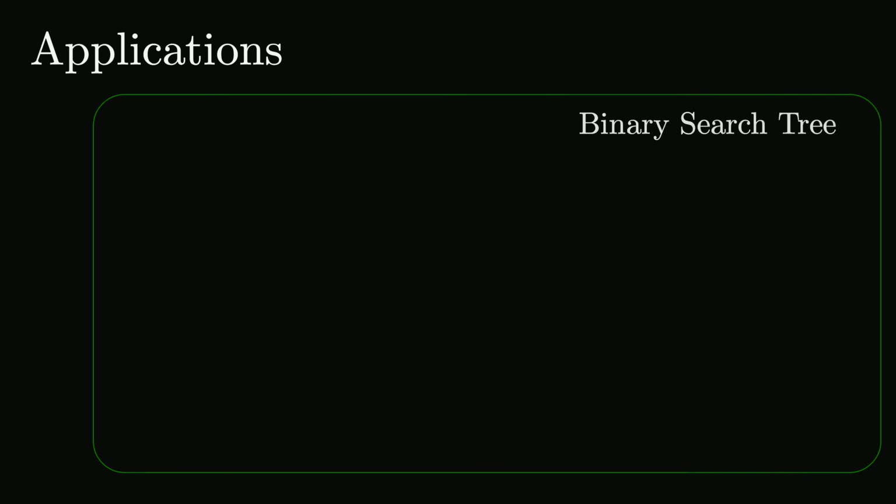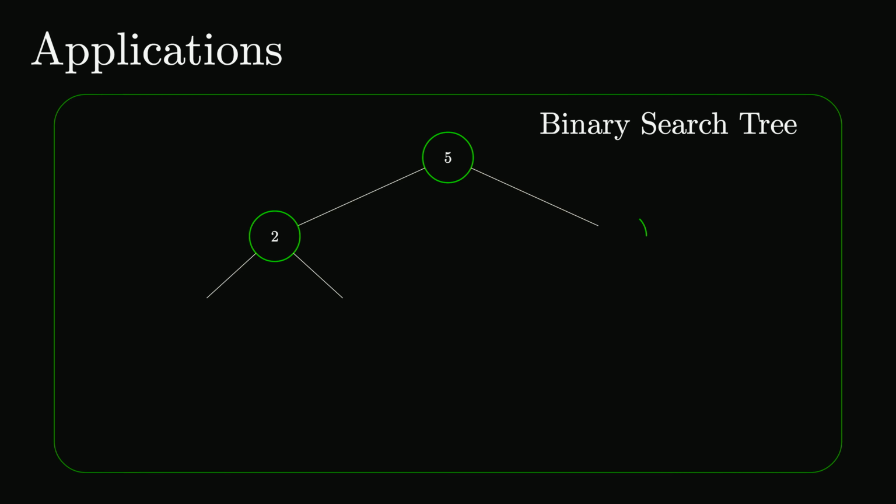Next, the binary search tree is a special form of a binary tree where every node's value in the left subtree is less than the parent's, and every node's value in the right subtree is greater than the parent's. This holds true throughout the entire tree and all its subtrees as well. This constraint makes performing operations on the binary search tree more efficient when compared to a regular binary tree.